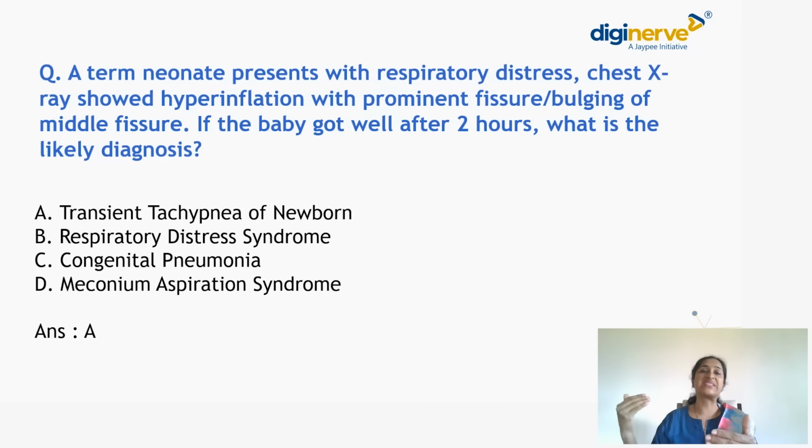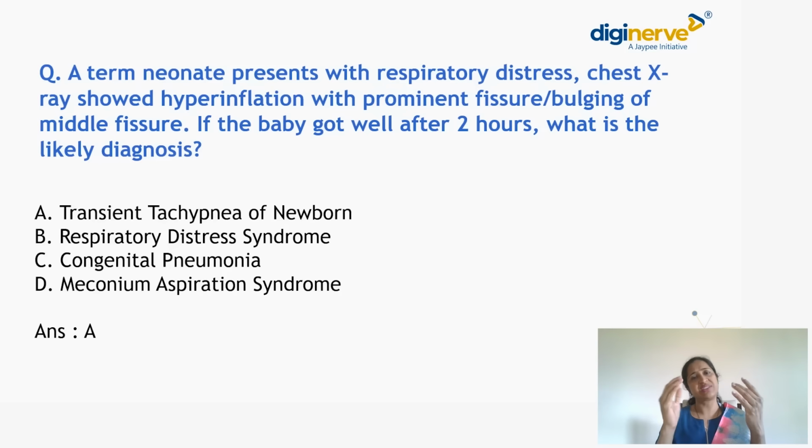But this will only worsen as the child grows older into day 1. Some meconium aspiration can present even up to as late as 6 hours of life, but once the first 6 hours are crossed, very rarely will meconium aspiration syndrome present. So you should learn multiple things from each MCQ, like from this, it is very evident.